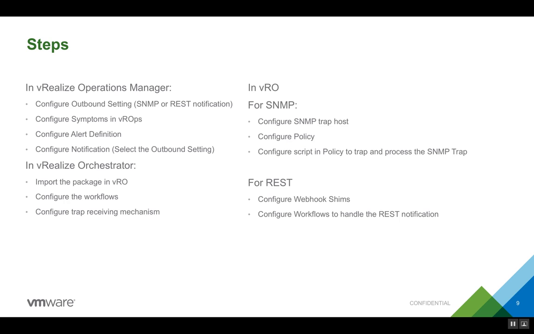You need to configure the policy, and in the script you need to modify the script as per your requirement, as per your environment. And if you are using REST APIs, then you will have to configure webhook shims and then configure a workflow to handle the REST notification. That's an overview of the steps that you need to do. So all I am doing, it's pretty simple: you get an alert, you send a notification, you handle that notification in VRO, and send out a job to various automation servers. That's the entire workflow, right?